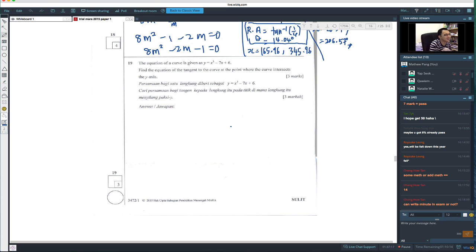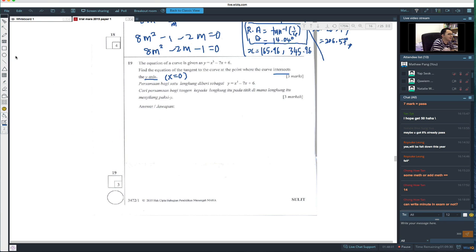Okay, so number 19. The equation of the curve is given. Find the equation of tangent to the curve, where the curve will intersect at the y-axis. Alright, some information you will need to understand. First, whenever it intersects on the y-axis, this means x equals 0. All the coordinates on the y-axis have x equal to 0. If you still do not understand, I can show you. Let's say this is 1, this is 2, this is 3. This coordinate we call what? We call 0, 3, 0, 2, 0, 1. Correct or not? So everything on the y-axis, x is equal to 0.